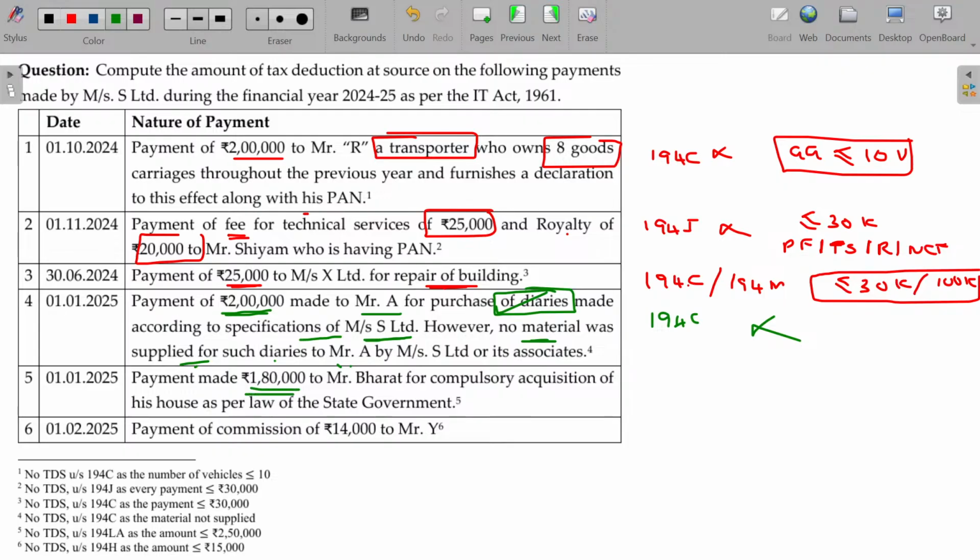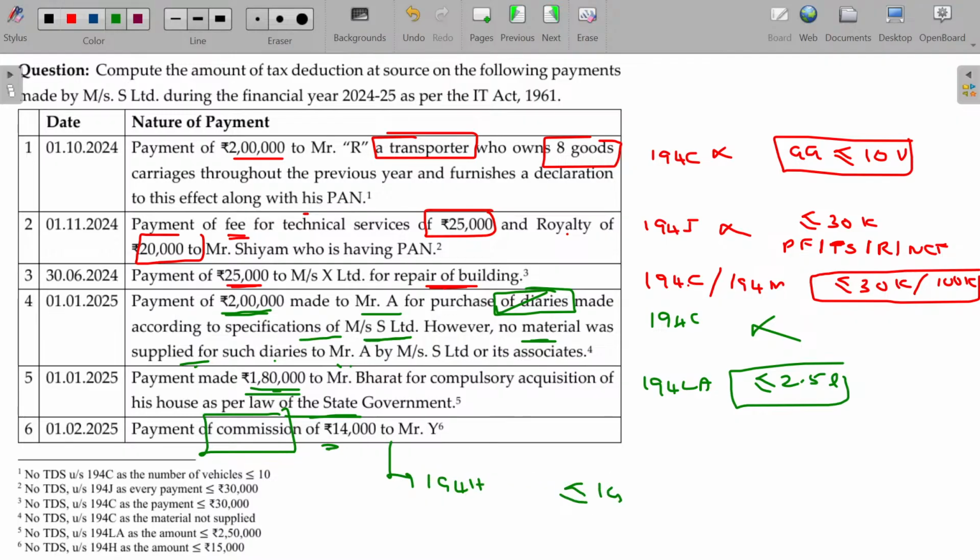Payment made 1,80,000 to Mr. Bharat for compulsory acquisition. In case of compulsory acquisition, you have to consider 194LA, but the value should be 2,50,000 rupees. So here it is less than that, so TDS is not applicable. Payment of commission. Commission will fall under section 194H and the limit is 15,000 rupees. Above that then taxable, it is less than that, so not taxable. Not taxable. Is that okay?